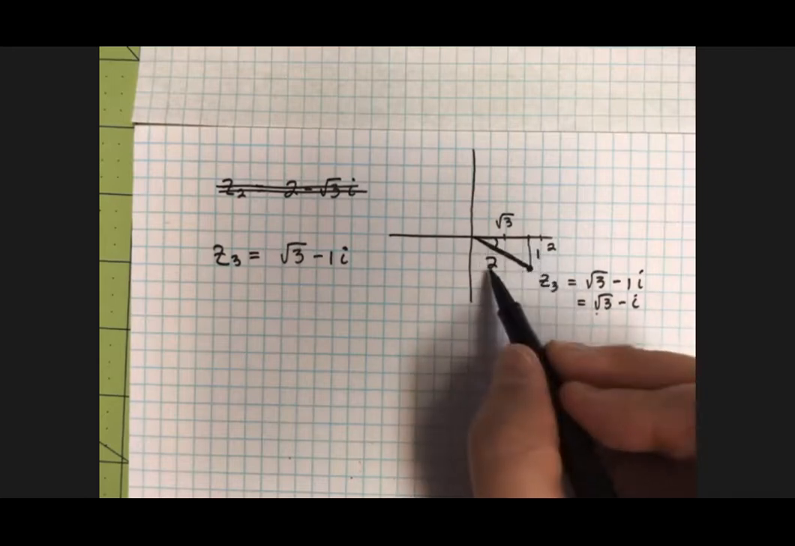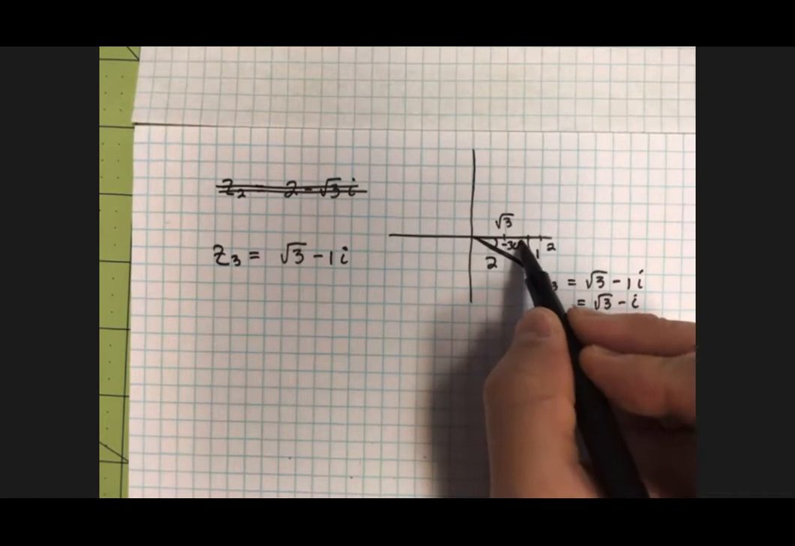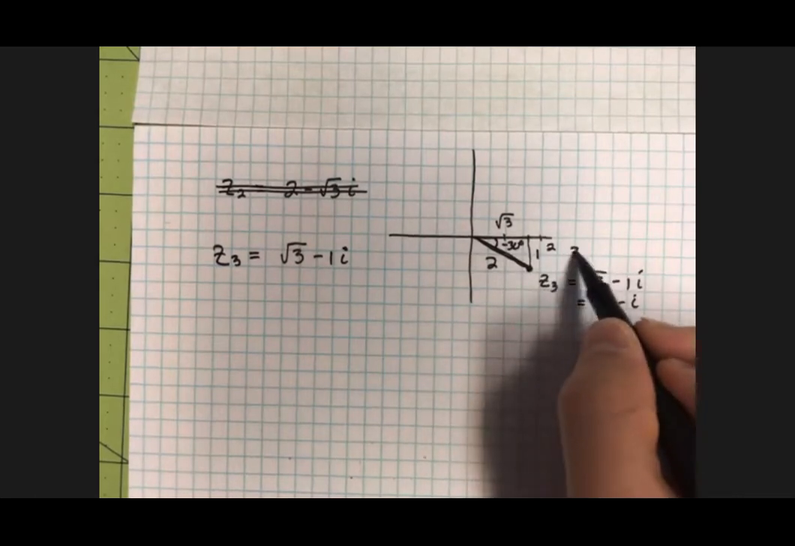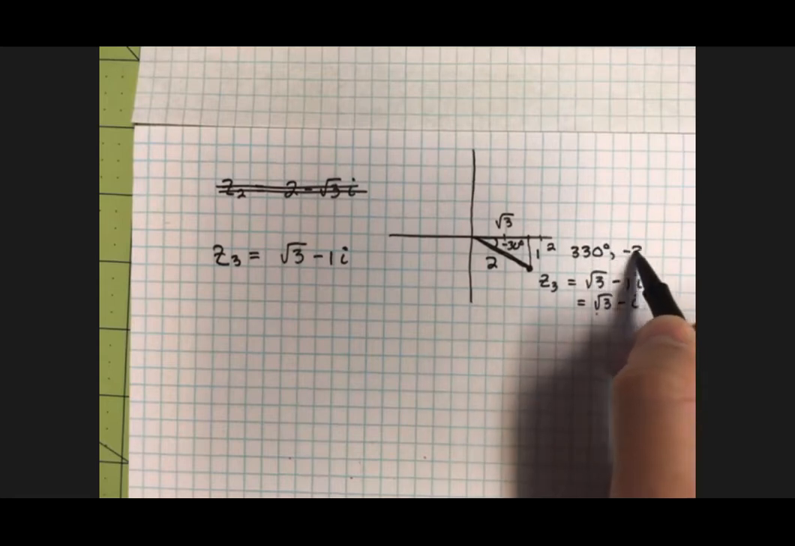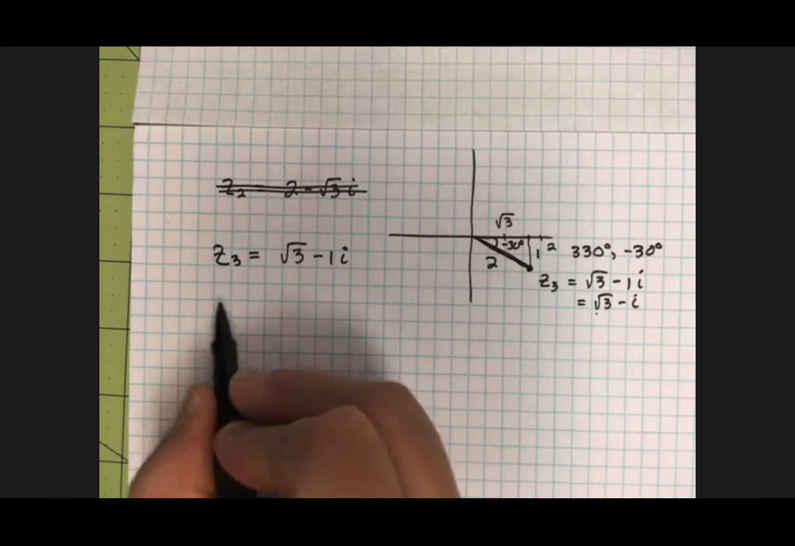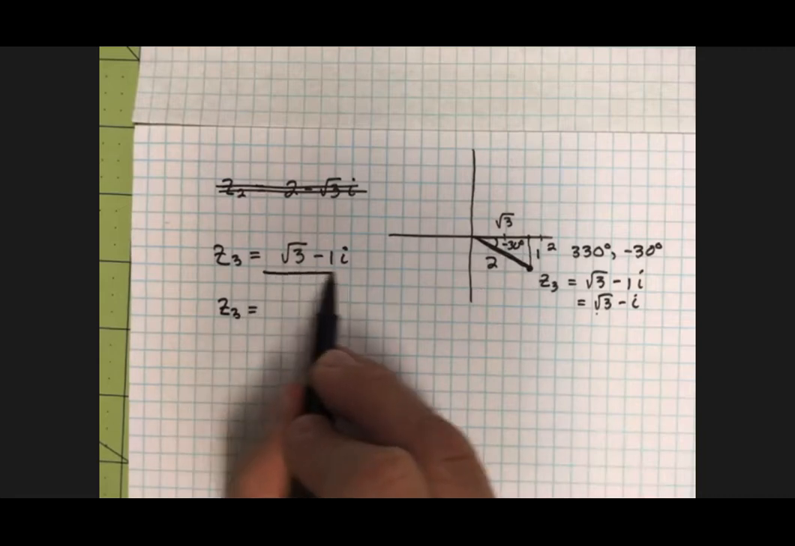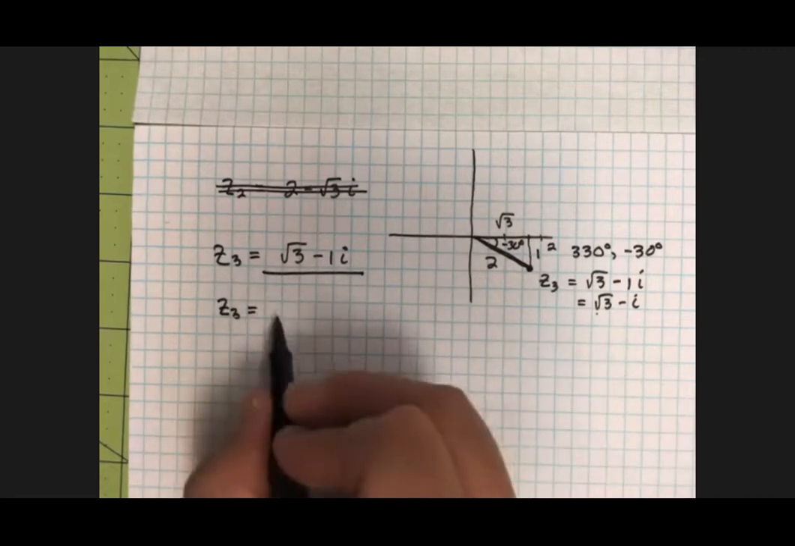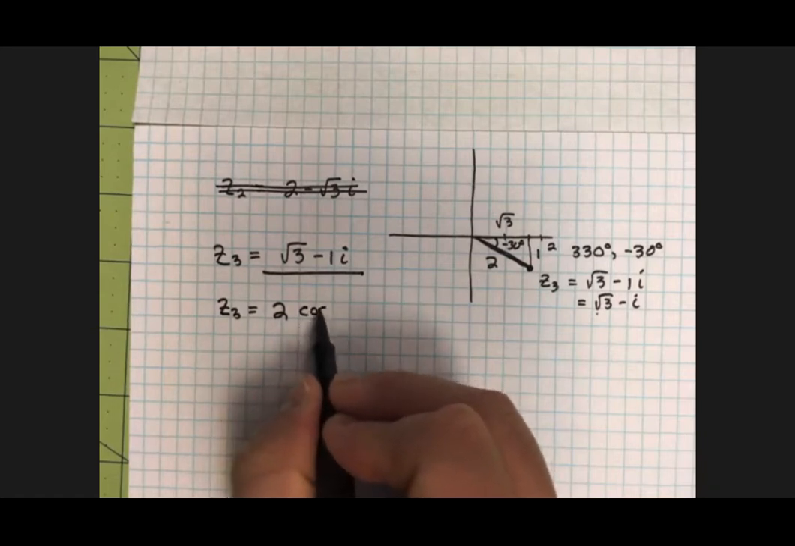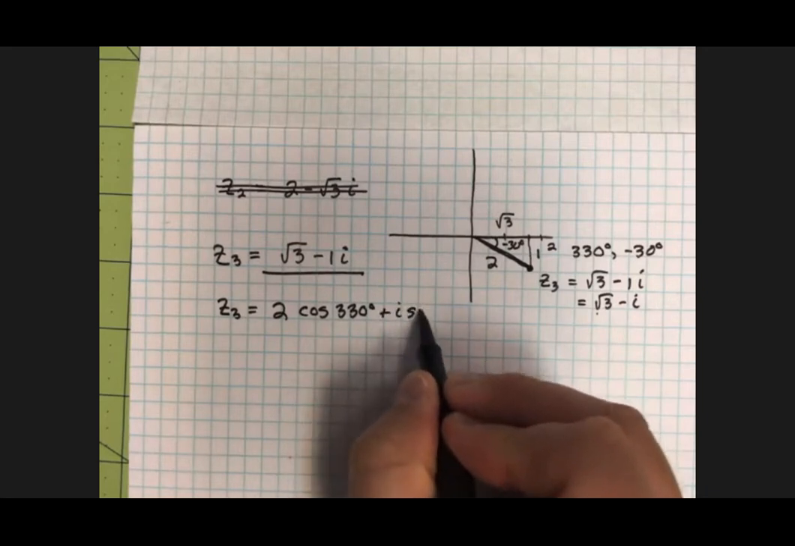This is a 30, 60, 90 triangle. Short leg, half of hypotenuse, long leg. This is minus 30 degrees right here, or 330 degrees. You know, your choice. You could use either one. Stick to the positive angle for a second. So this standard form complex number can be written in trigonometric form as 2 times the cosine of 330 plus I times the sine of 330.